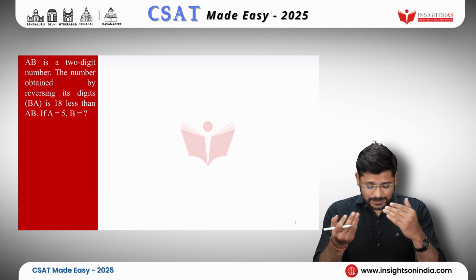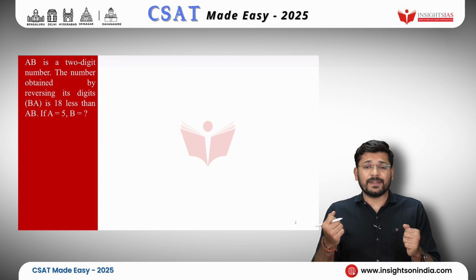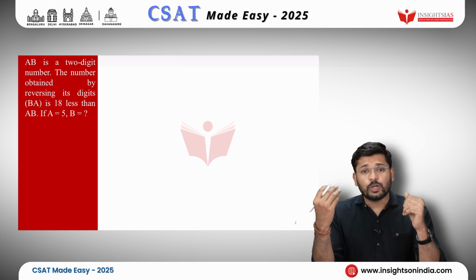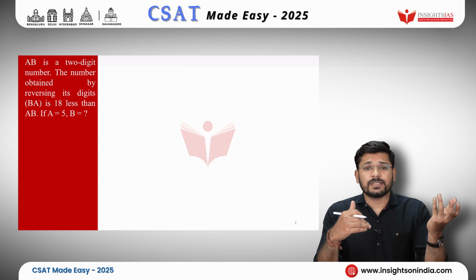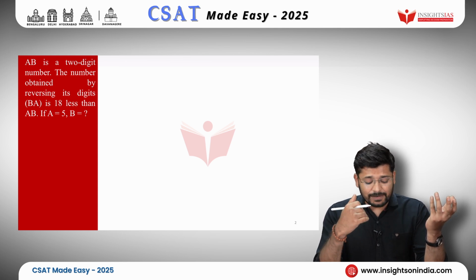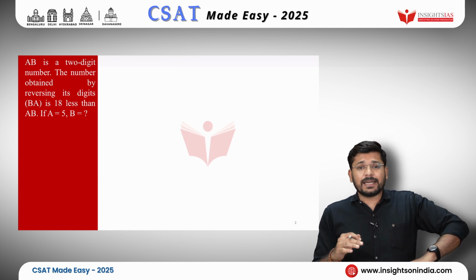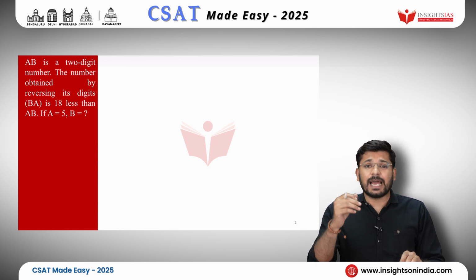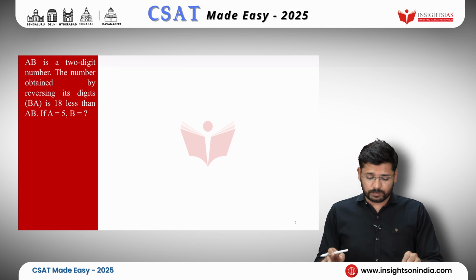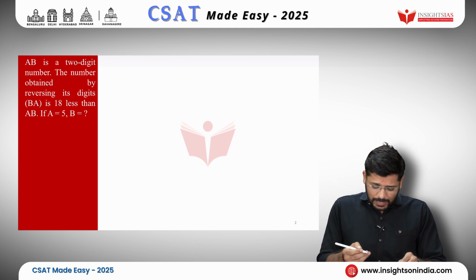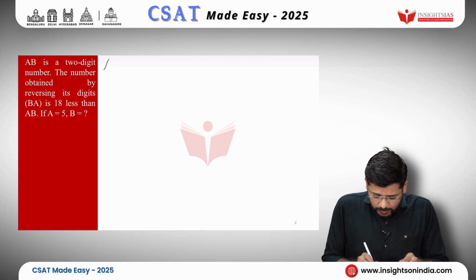And when they reverse it, that is 59 is reversed, you get 95, right? The newly formed number, got by reversing the digits of the original number, is 18 less than it. So if the first digit, that is A, happens to be 5, then what would be the value of B? That is the question. So how do we solve this? We shall see.